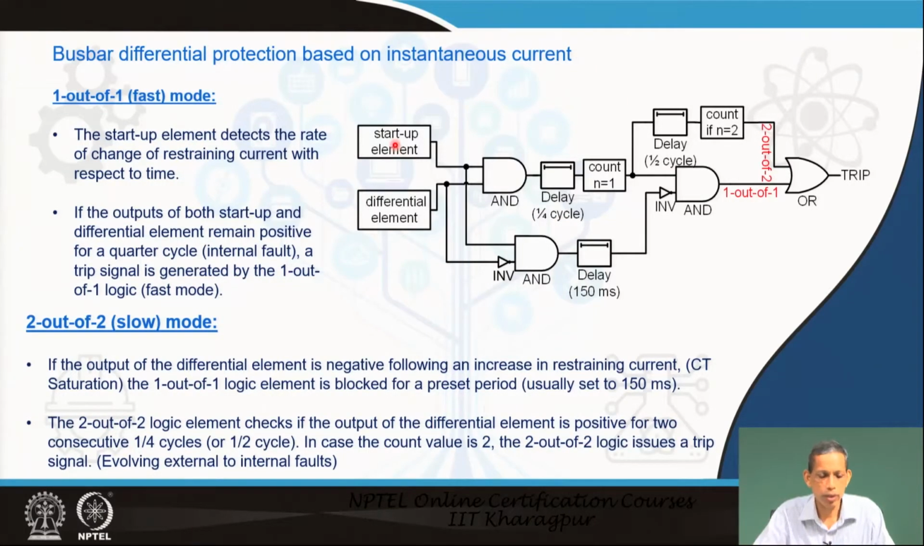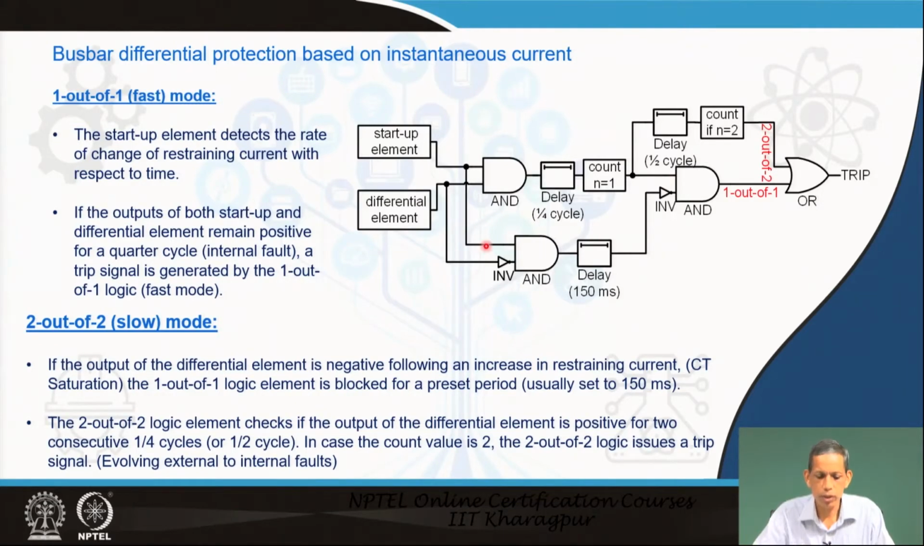We have a startup element which detects the rate of change of restraining current, and we have the differential element, the operating current. So what is being done? If both levels are high, say 1, then the AND operation will say high. It checks for a quarter of a cycle for consistency, and if it satisfies that, then the count becomes 1. So if this is 1, this becomes equal to 1 or high.